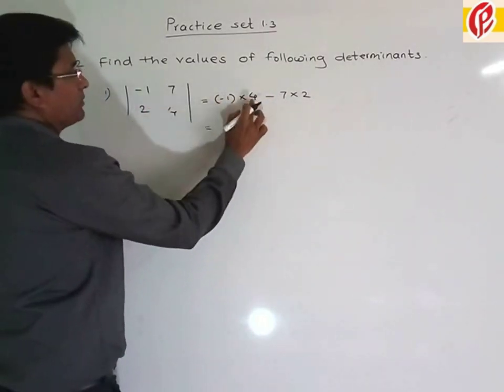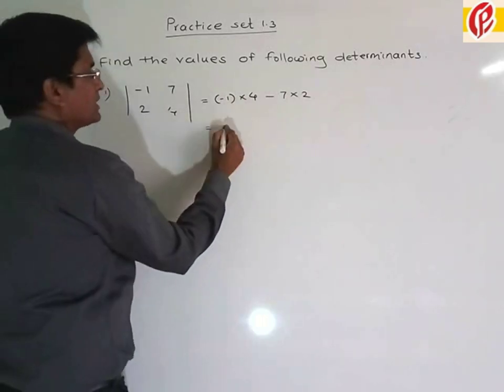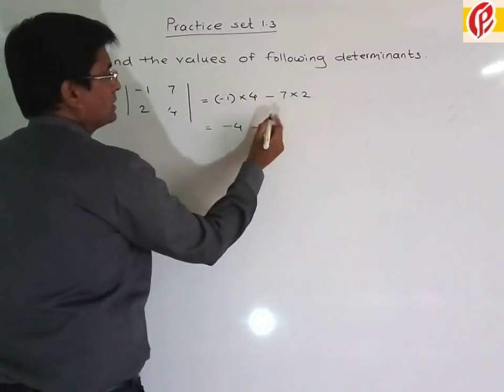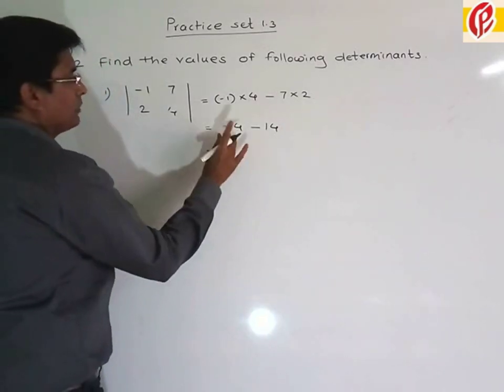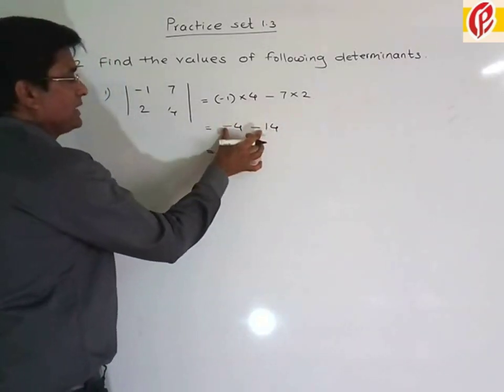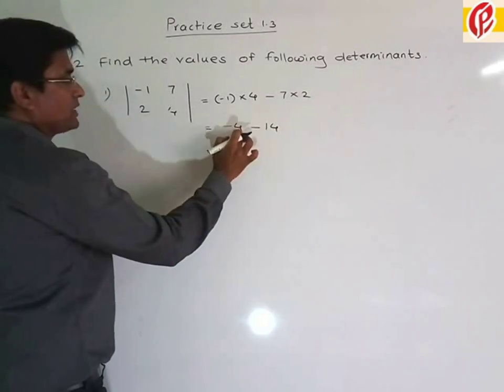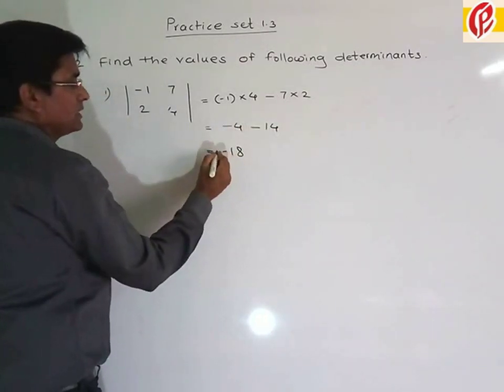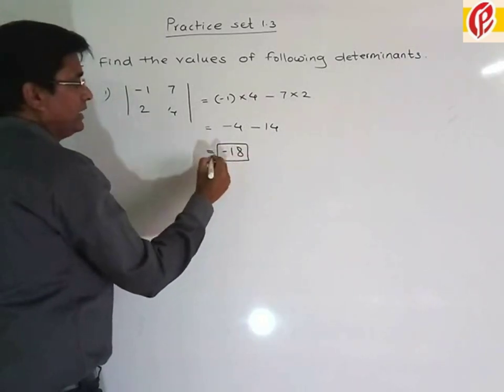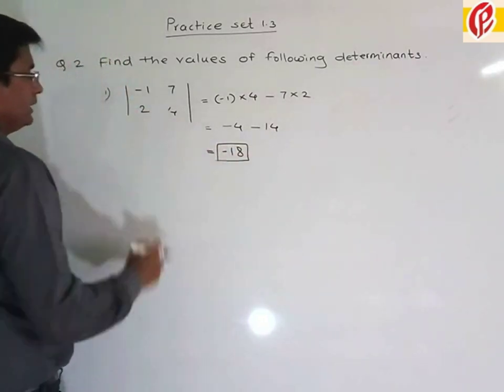Okay. So -1 into 4 is -4, minus 7 into 2 is 14. So -4 minus 14, minus plus, so 14 plus 4 is 18, and the greater number's sign, -18. This is the value of the determinant.